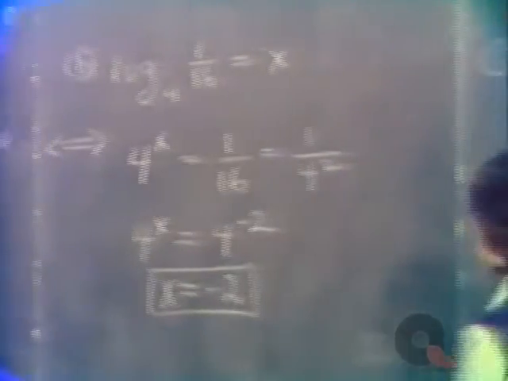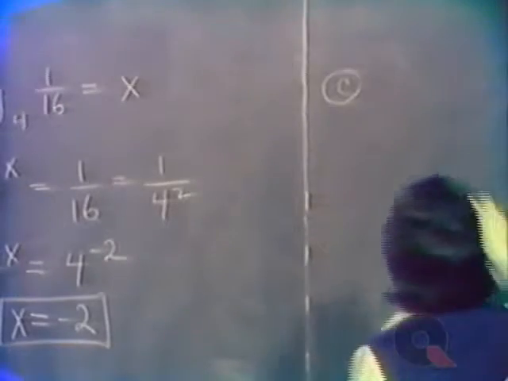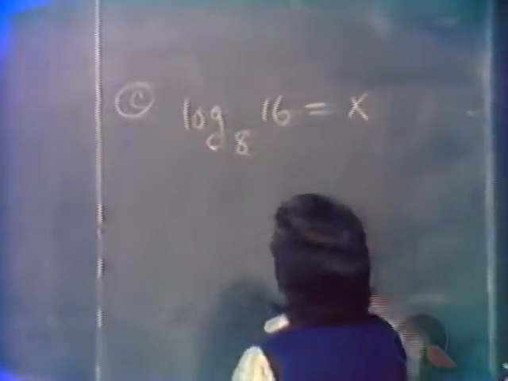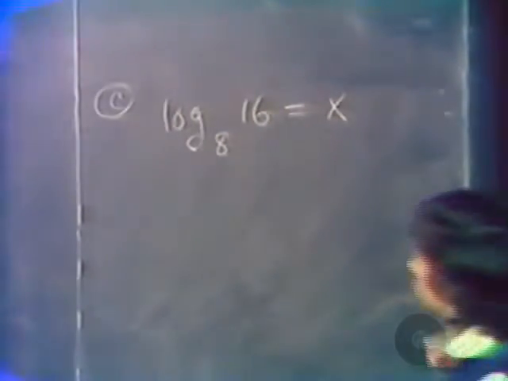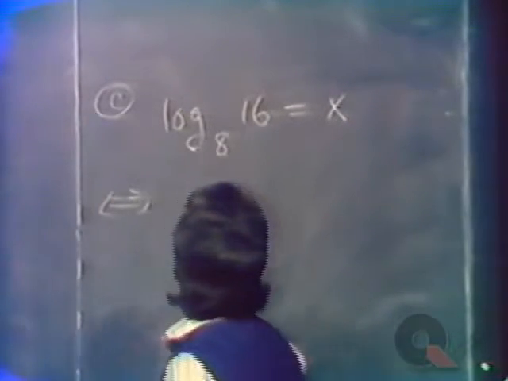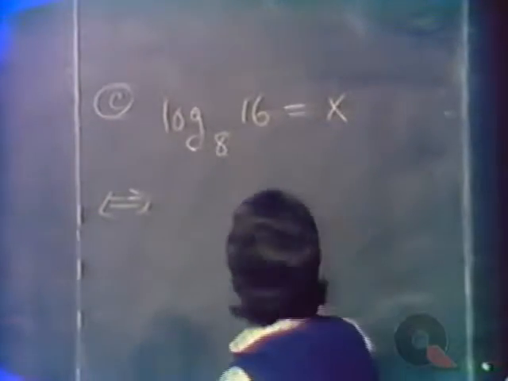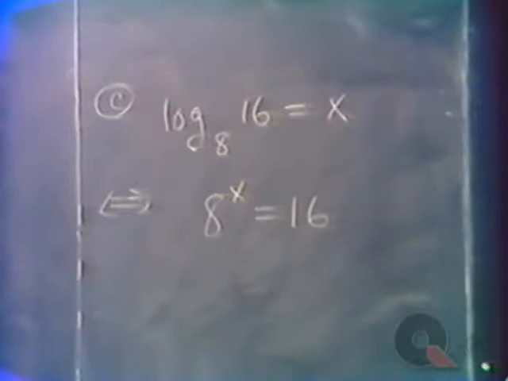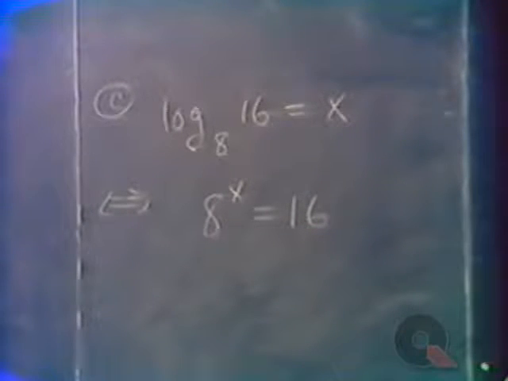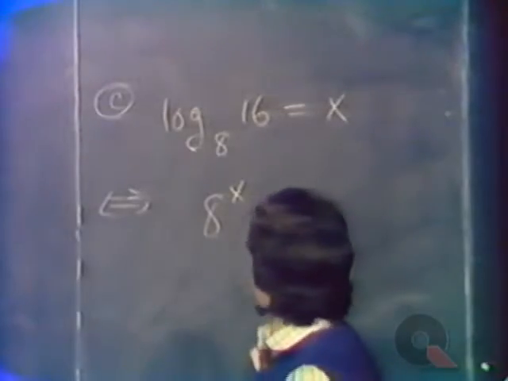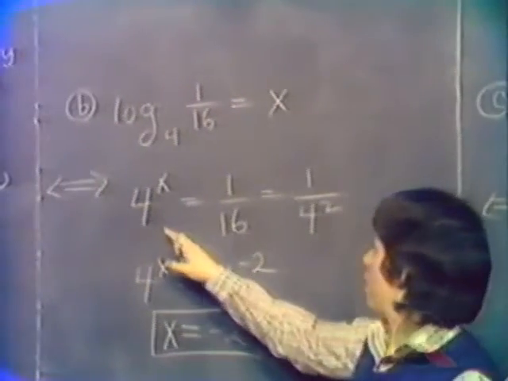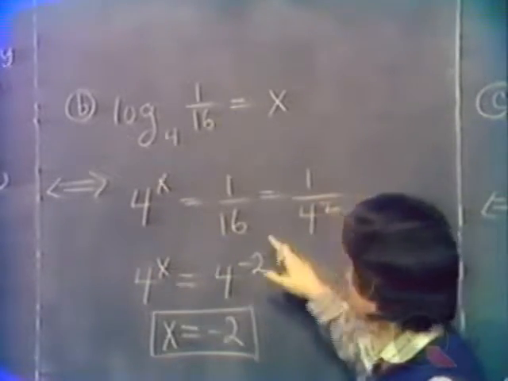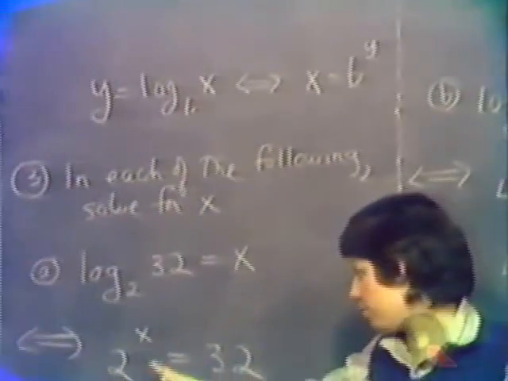Okay, in part C, log of 16 to the base 8 is x. So x is the power that you would have to raise the base 8 to get 16. Now in the other examples that we worked out, let's look over here. We were able to get the right-hand side in terms of the base on the left. We had a 4 here, and we were able to write this as a power of 4. We had a 2 over here. We were able to write 32 as a power of 2.